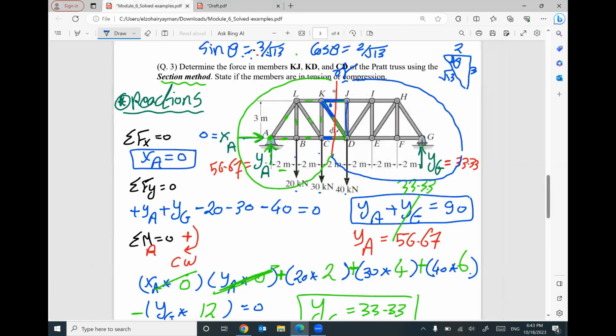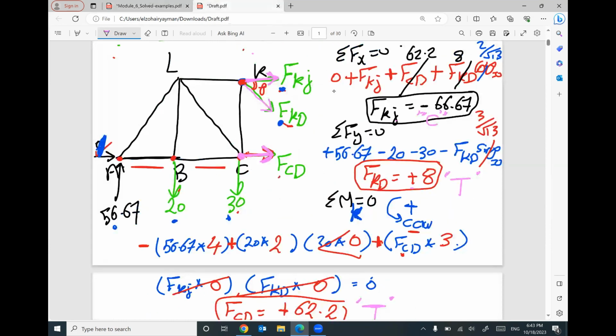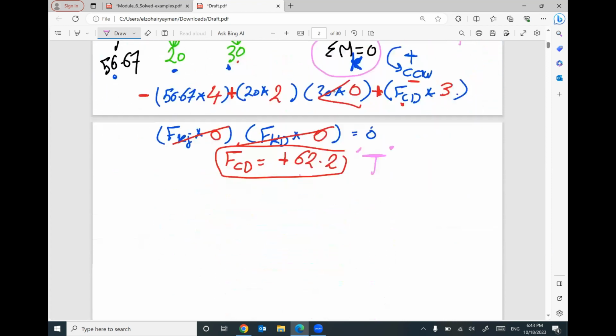I have to start first with reactions. Then I will do my cut. I will decide to use, for example, the left part, so I will draw the left part. I will put the forces in the members that I did cut. I will apply three equilibrium equations: summation of Fx equals 0, summation of Fy equals 0, summation of moment at any point equals 0. I can find out the forces in the required members. If a force is positive, you assumed the correct direction. If these forces are negative, you assumed the wrong direction.